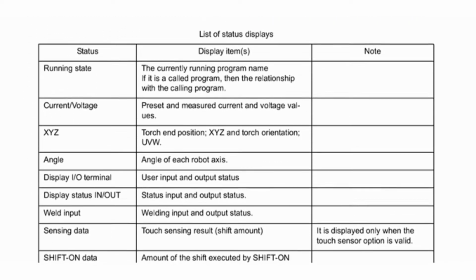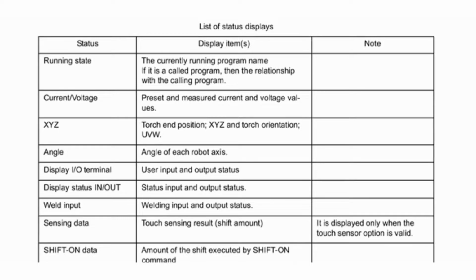Next is list of status displays. Status, running status. That means running state. Display items, the currently running program name. If it is a called program, then the relationship with the calling program. Status of current voltage. Display items, preset and measured current and voltage values. Status XYZ. Display items, torch end position XYZ and torch orientation UVW. Angle of each robot axis.